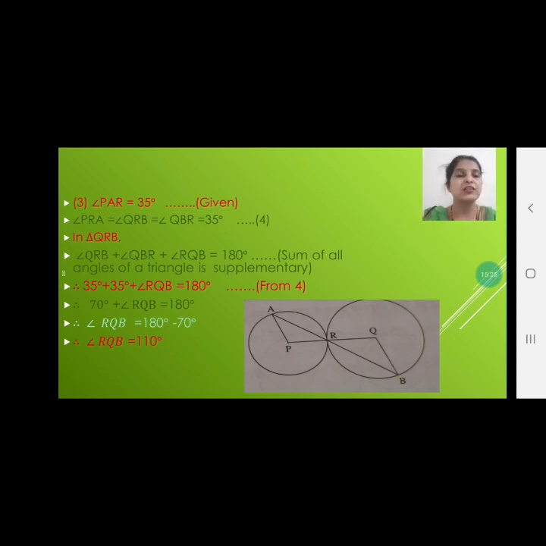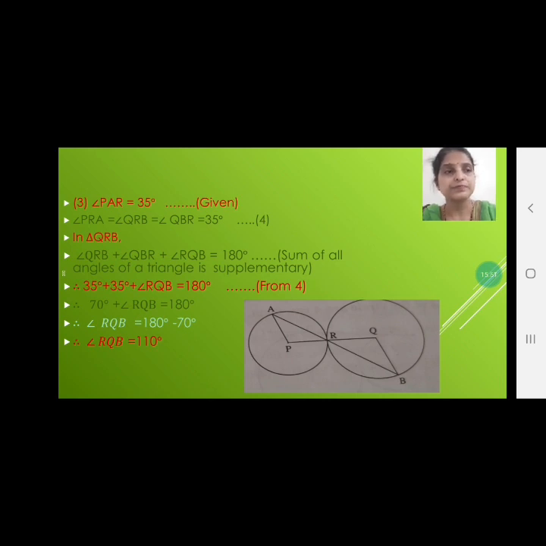Sum of all angles of a triangle is 180 degrees, right? So 35 plus 35 plus angle RQB equal to 180 degrees. That is 70 plus angle RQB equal to 180 degrees. So angle RQB is equal to 180 minus 70, that is equal to 110 degrees. This is the proof of the third problem.